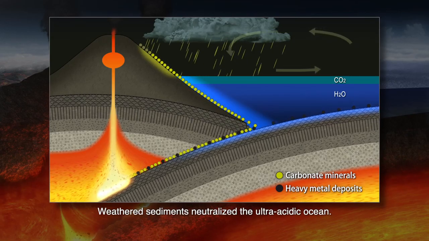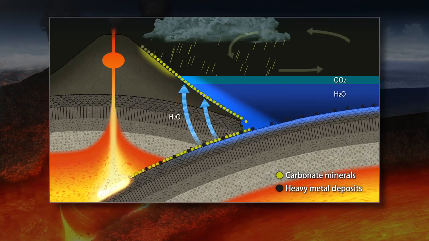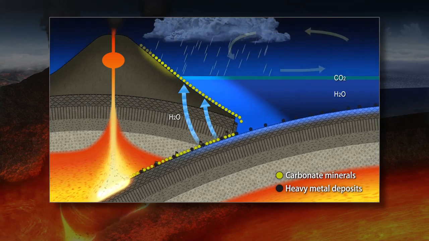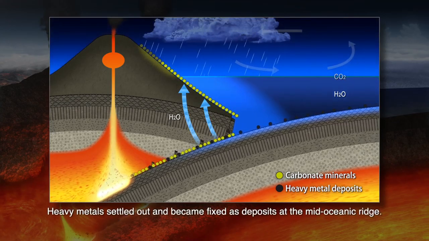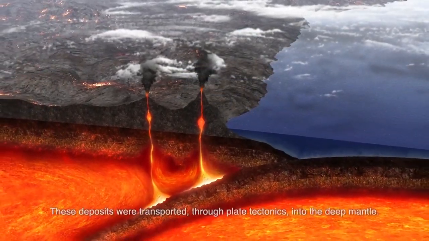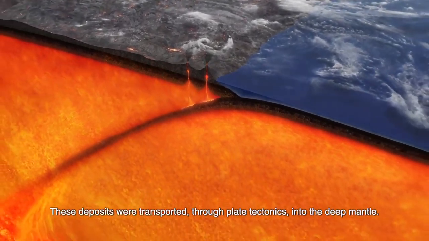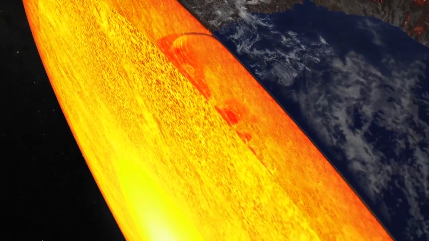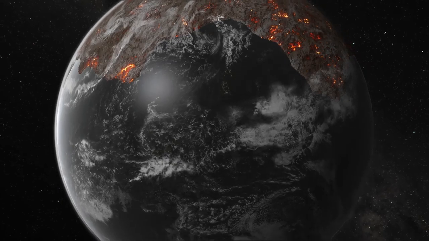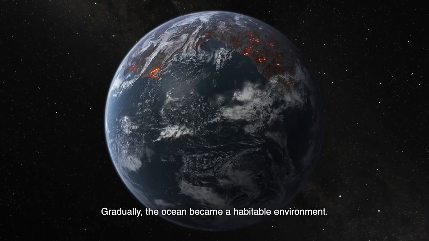Weathered sediments neutralized the ultra-acidic ocean. Heavy metals settled out and became fixed as deposits at the mid-oceanic ridge. These deposits were transported through plate tectonics into the deep mantle. Gradually, the ocean became a habitable environment.